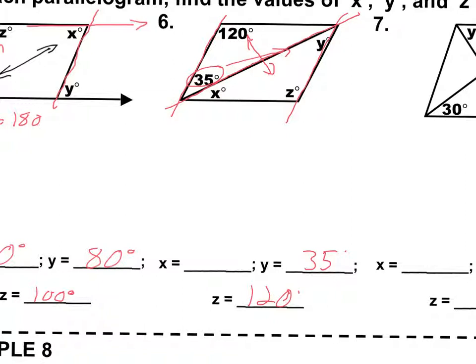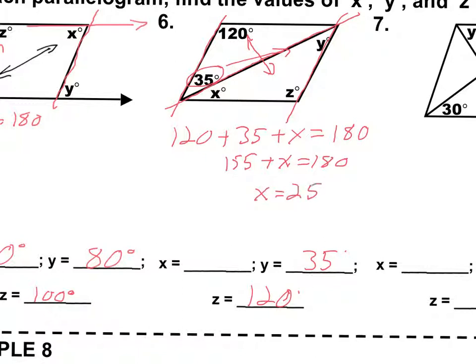So if we know z and we know y, what sort of shape do z, y, and x make all together? A triangle. So if z is 120 and y is 35, and then we add in x, what should our total be if we're talking about a triangle here? Hopefully you said 180. This makes 155. And then we subtract the 155, you get x equals 25.